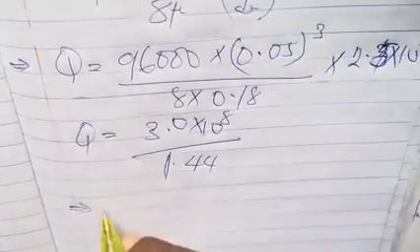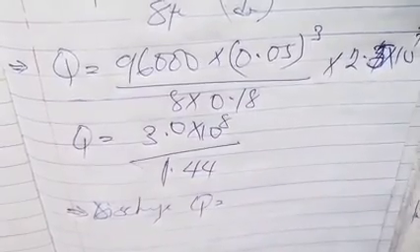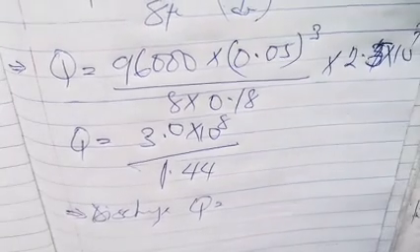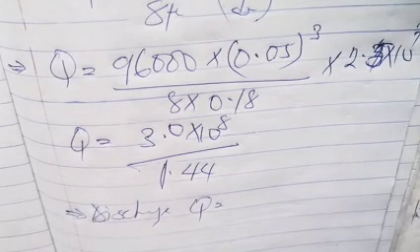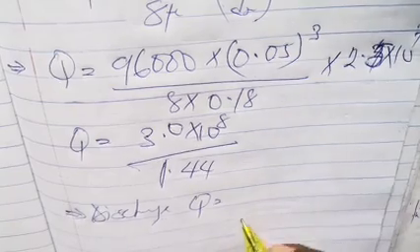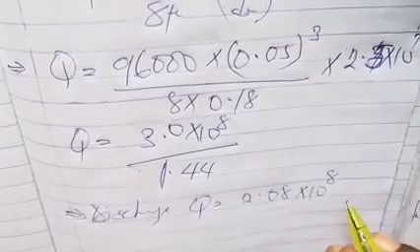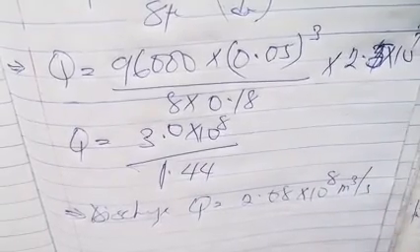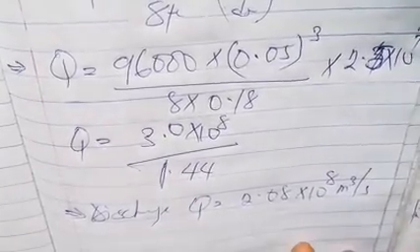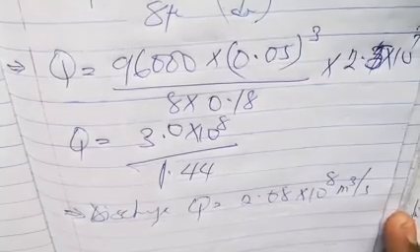So this implies that this discharge is equal to 2.08 times 10 raised to the power of 8. So this discharge gives us 2.08 by 10 to the power of 8 in meter cube per second. Now take note, this is in meter cube per second. All right, so we have our discharge in meter cube per second, but the question says we should find it in meter cube per hour.